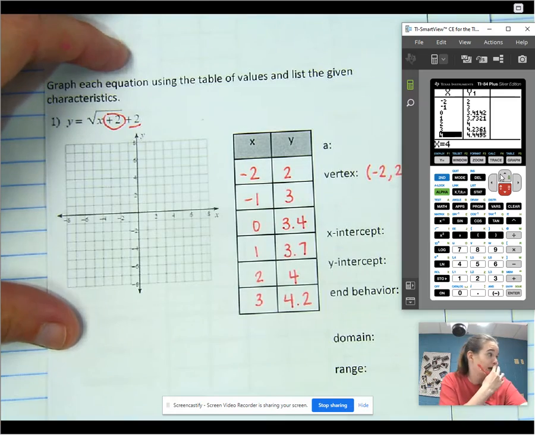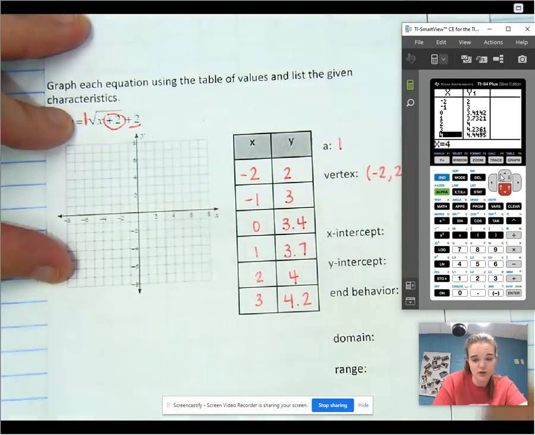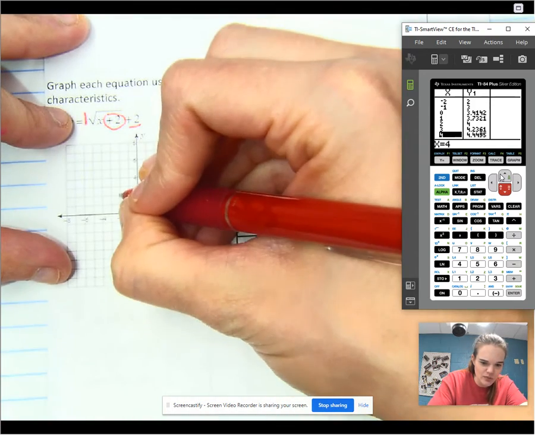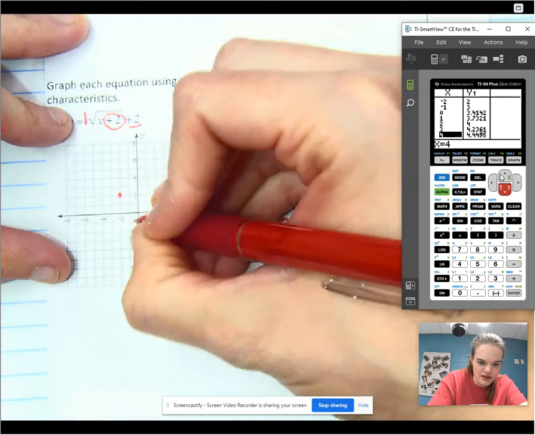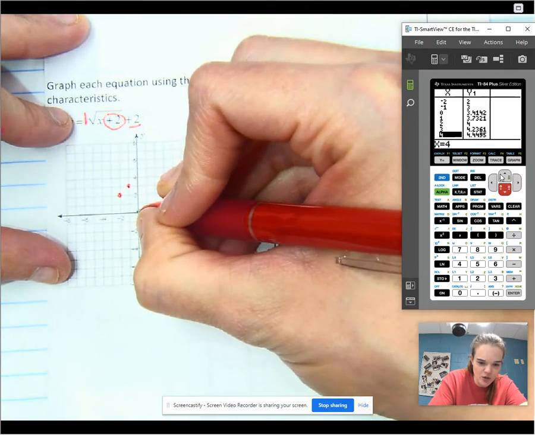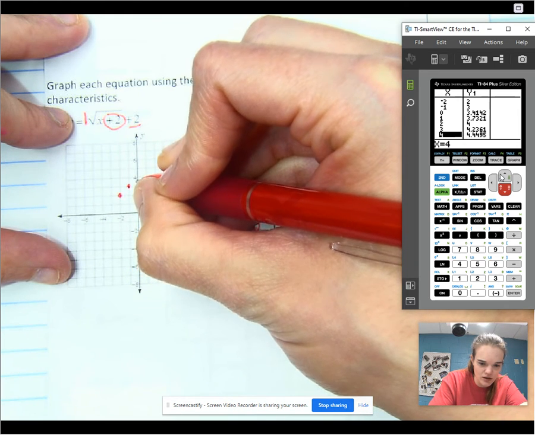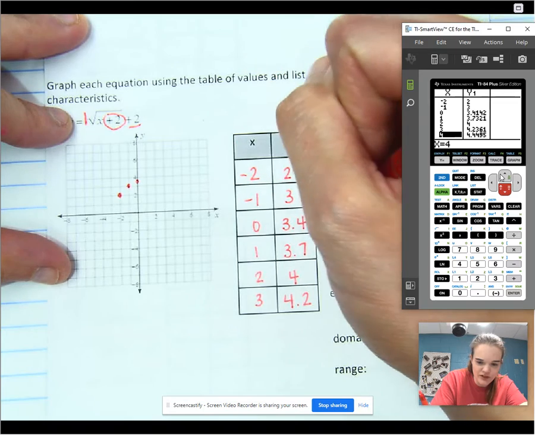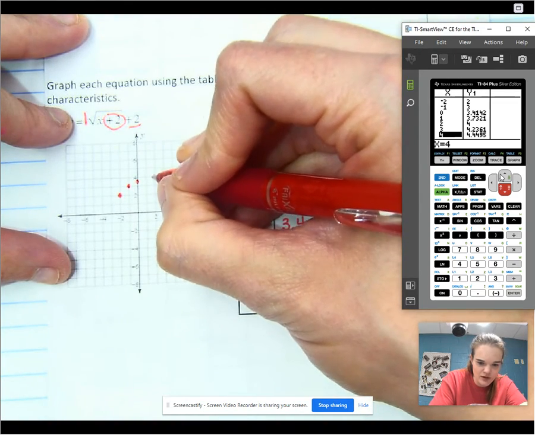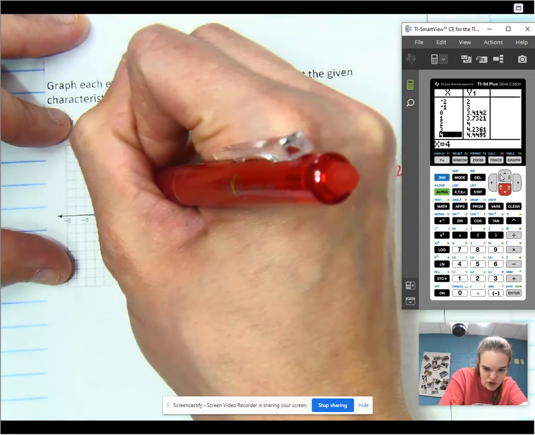Now the a value is the number in front. There is not one, so it is a 1. We're going to graph this. -2, +2. -1, 3. 0, 3.4. We're going to skip 1, 3.7. We're going to go straight to 2, 4. The only reason we graph this one is because it's the y-intercept. And then we're going to draw.